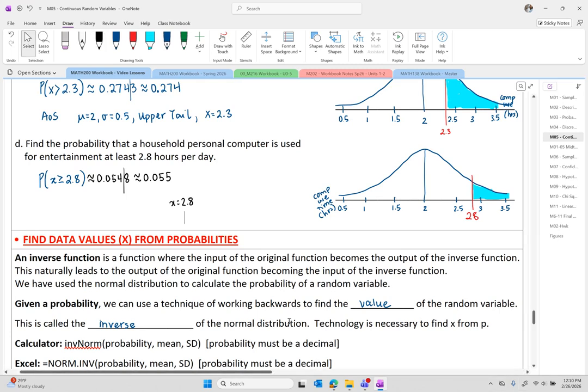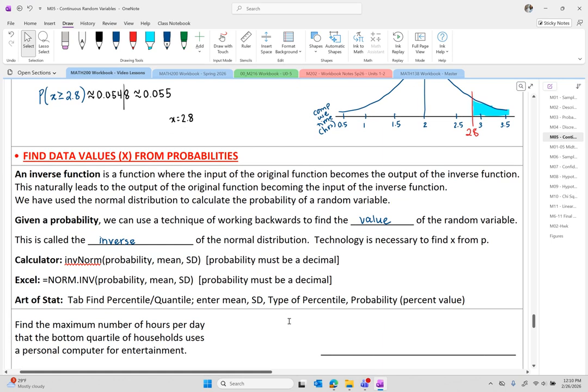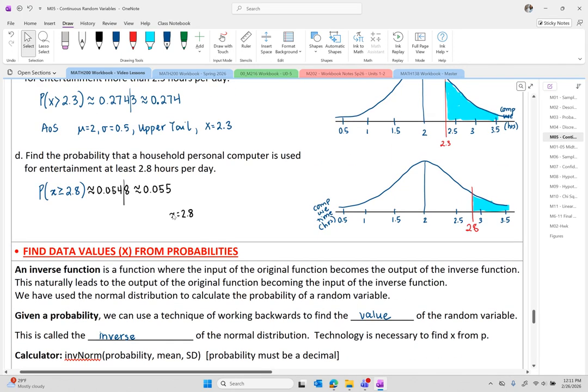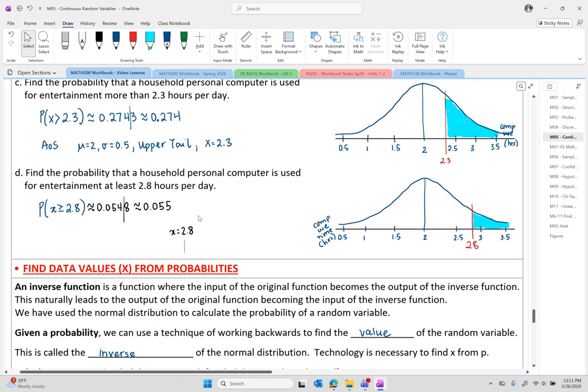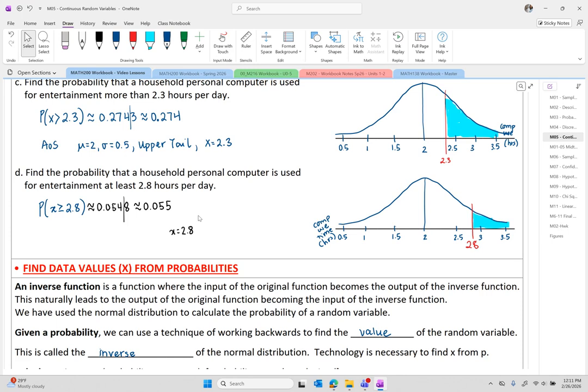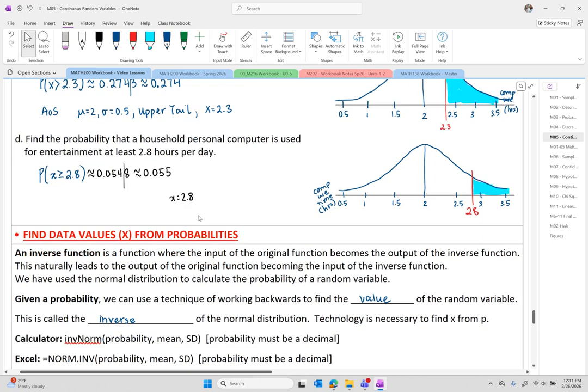An inverse function is a function where the input of the original function becomes the output of the inverse function. This naturally leads to the output of the original function becoming the input of the inverse function. And we have used the normal distribution to calculate the probability given the value. So they were giving you a particular value, they were giving you an interval, less than, greater than, or in between, and then you were finding the probability. So your input when you were entering the values in ArtofStat were the values of x, but the output was the probability for that event.